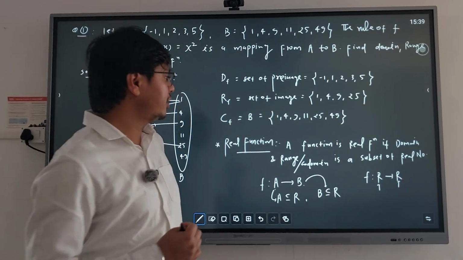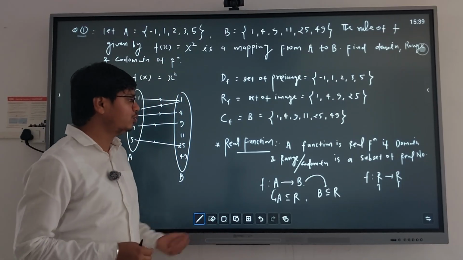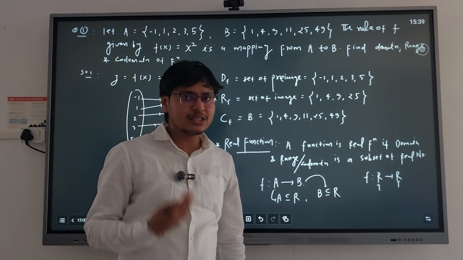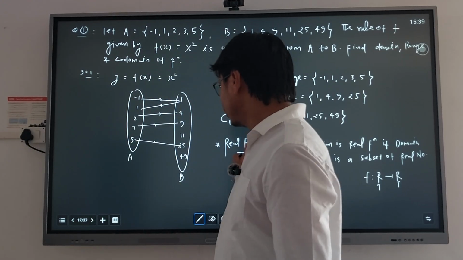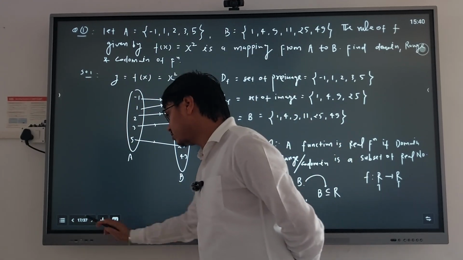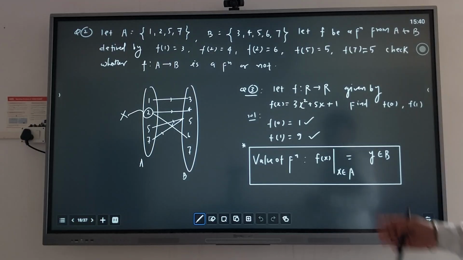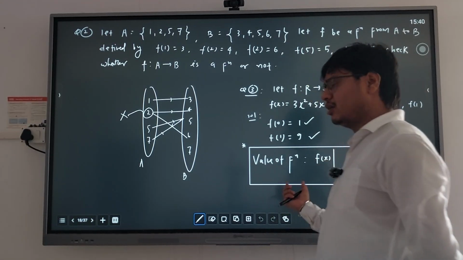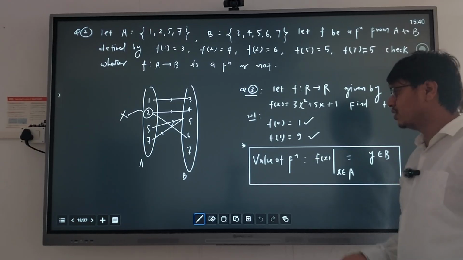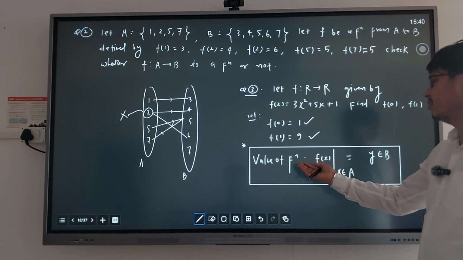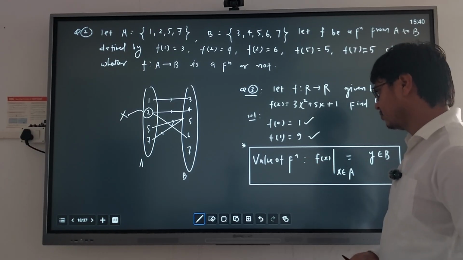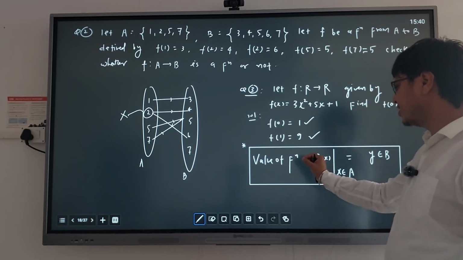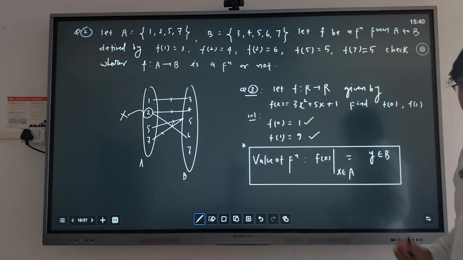In class 12th, 11th, or from the JEE point of view, we only deal with real functions. All the domains or codomains of the function are always real. Okay. So we only deal with real functions. Next, we can also define the value of a function. This we learn in class 9th. Value of a function is a very silly thing.